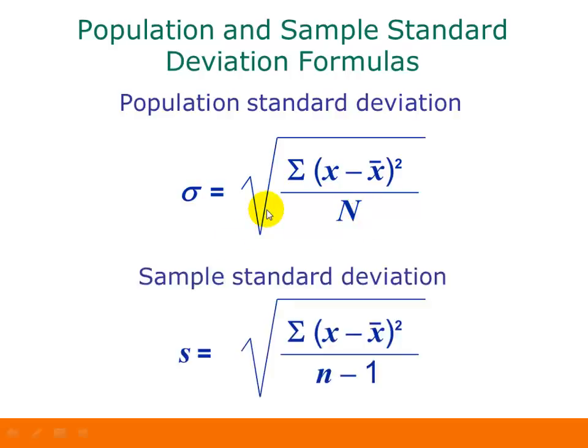For the sample standard deviation, this is represented by the letter s. This is the same process except that we divide by the sample size minus 1. Whereas with the population we divided by the population size, here we're dividing by the sample size minus 1.